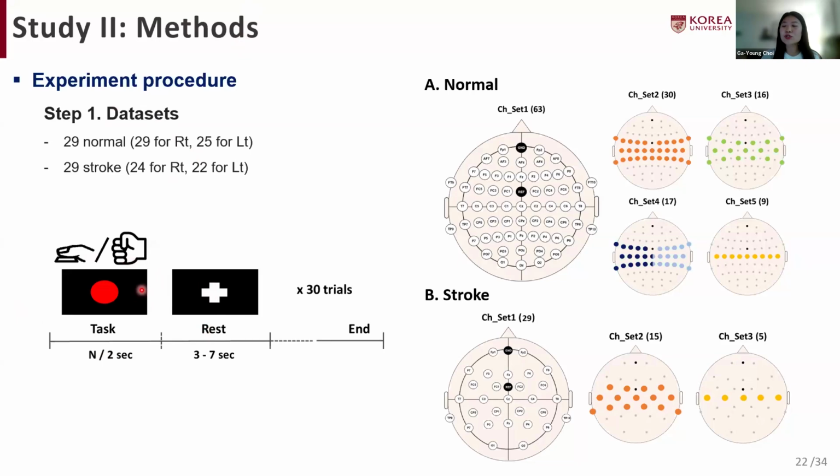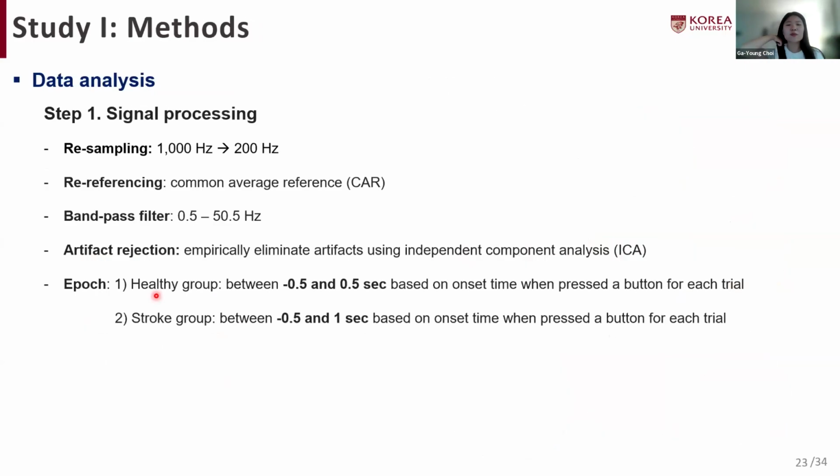By the way, due to the limited motor ability in stroke patients, the finger tapping task was replaced with a simple hand grasp task, where the patients lightly grabbed their hand whenever the LED circle appeared at the center of the monitor. The pre-processing applied almost the same procedure as in previous studies. We sequentially applied resampling, rereferencing, bandpass filtering, and ICA for artifact rejection.